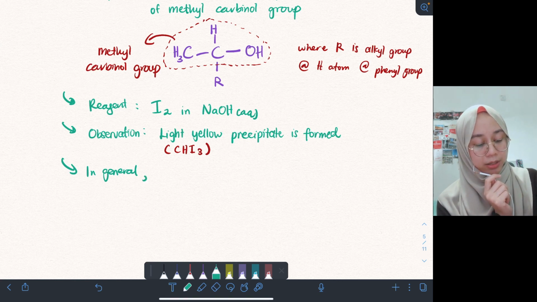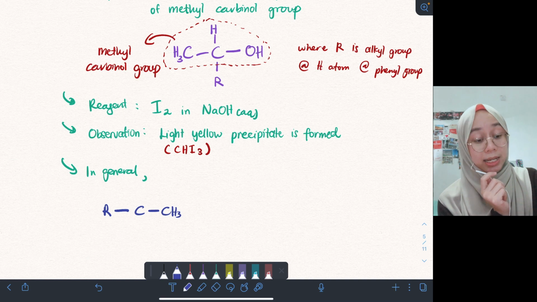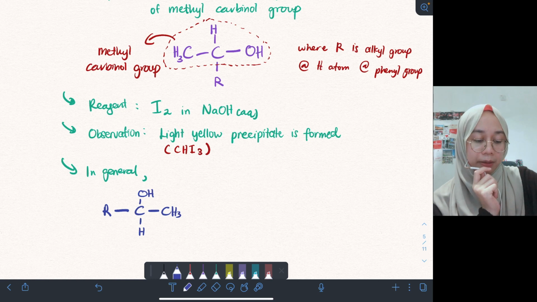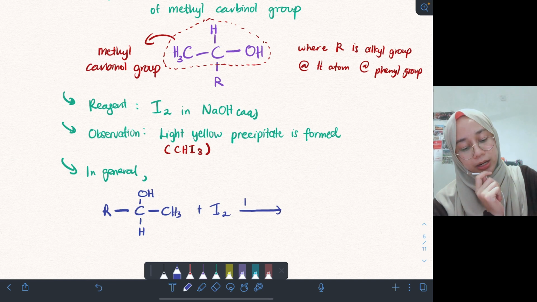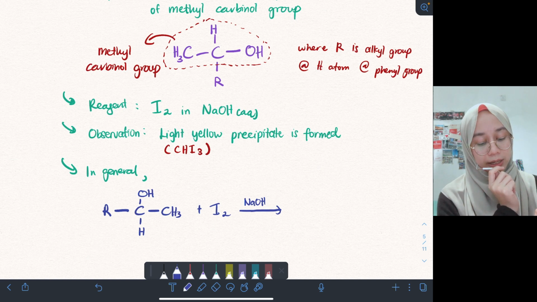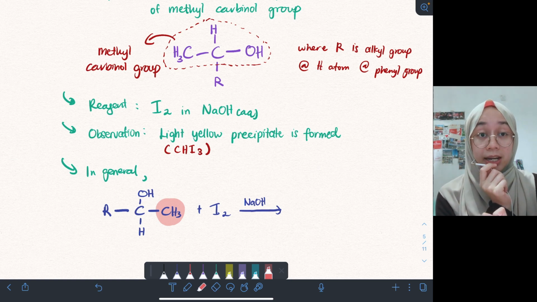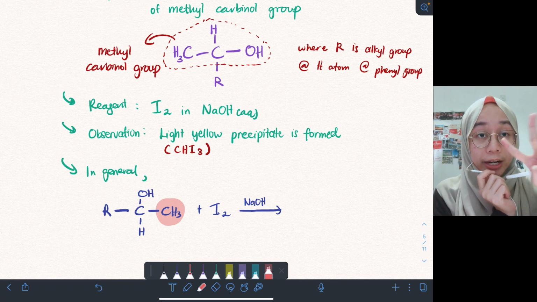Okay, so in general, so let's say kita ada, so Miss letak R dekat tepi ni, okay, and then CH3 tu kita letak hujung sekali lah, senang, and then OH dekat atas, Miss letak H dekat bawah, okay. So apa yang berlaku adalah dia akan react with iodine, and then akan ada NaOH, okay. So apa yang berlaku, bahagian CH3 ni nanti akan keluar. Okay, bahagian CH3 tu akan keluar. Okay, and then kan oxidation kan, ingat tak oxidation? So bila oxidation ni bermaksud ada dua hydrogen is being removed.